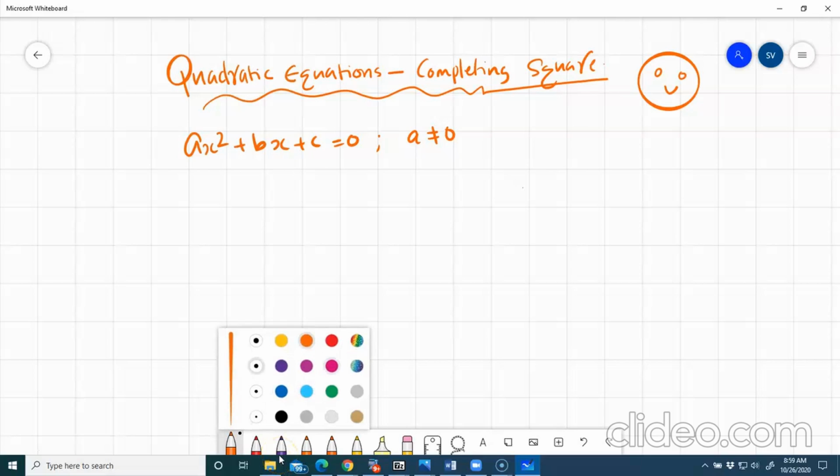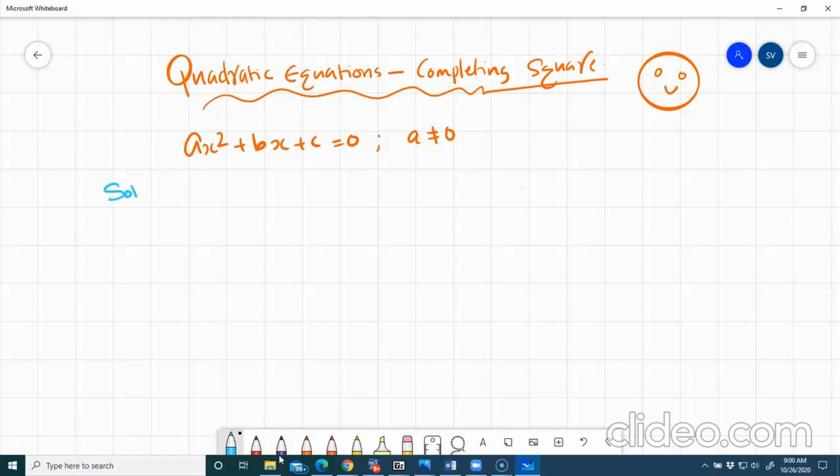I'm straight away going to write an equation. We have to solve this. Solve x square minus 2x minus 15 equal to 0. Okay. So, as of now, we know only one method, that is factorization.